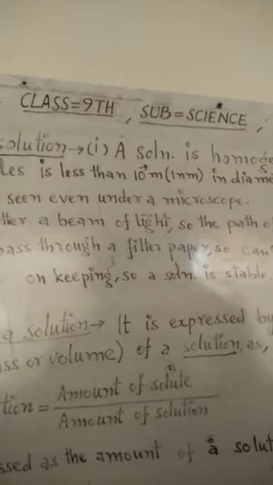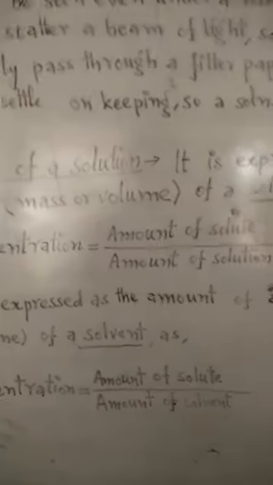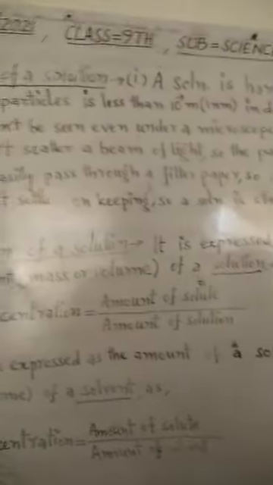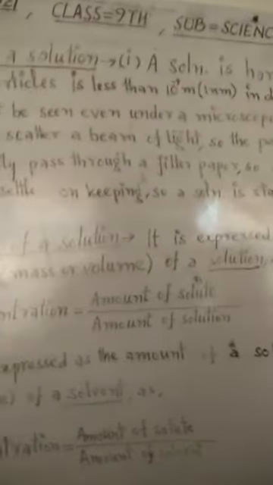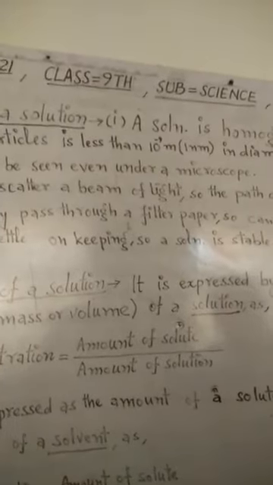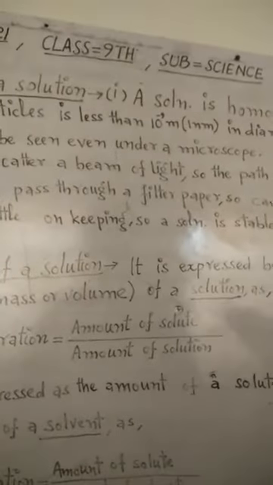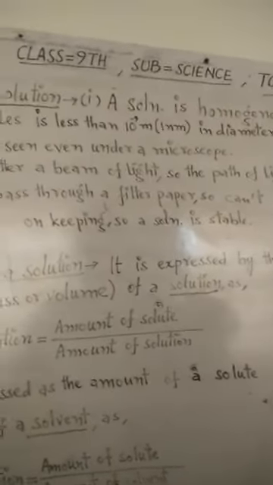Second property of a solution is the size of particles is less than 10 raised to the power minus 9 meters. That is 1 nanometer in diameter. That means the particles of a solution are very small. They can't be seen even under a microscope.